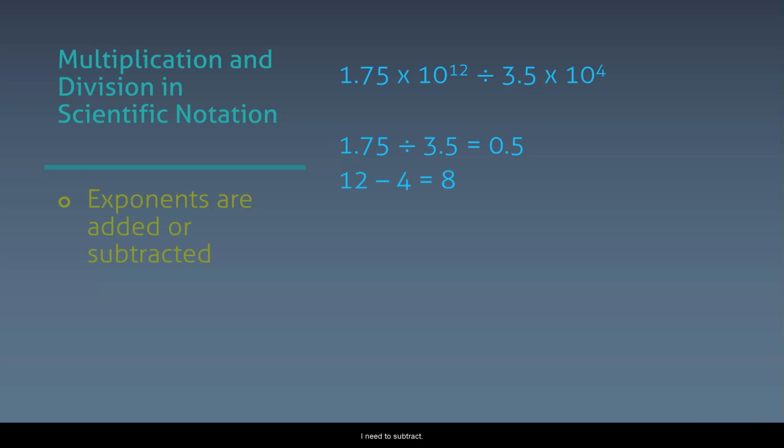Now I need to subtract the exponents. Since I'm dividing, subtraction is the way to go here. So 12 minus 4 gives me 8. And in that case, my final answer is 0.5 times 10 to the 8th. Again, I have to convert this in one last step so that it is 5 times 10 to the 7th. And that is the answer that I would report.